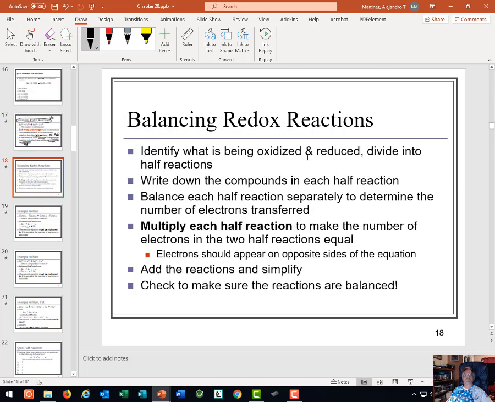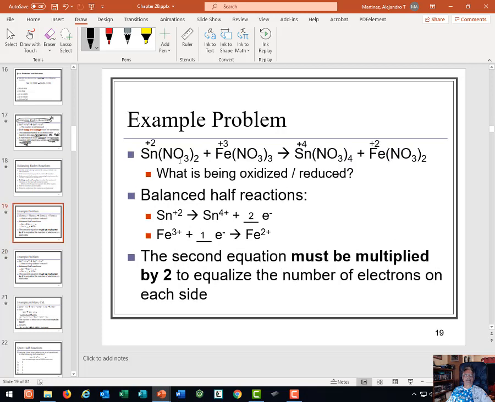So you just identify what's being oxidized and reduced, divide into the two half reactions, then just write down the compounds in each half reaction, balance each half reaction separately, and determine the number of electrons transferred. Then you might have to multiply a half reaction to make the number of electrons lost equal the number of electrons that are gained, so electrons appear on opposite sides of the equations. Once you've done that, you simply add the reactions, simplify the reaction, and check to make sure it's balanced.